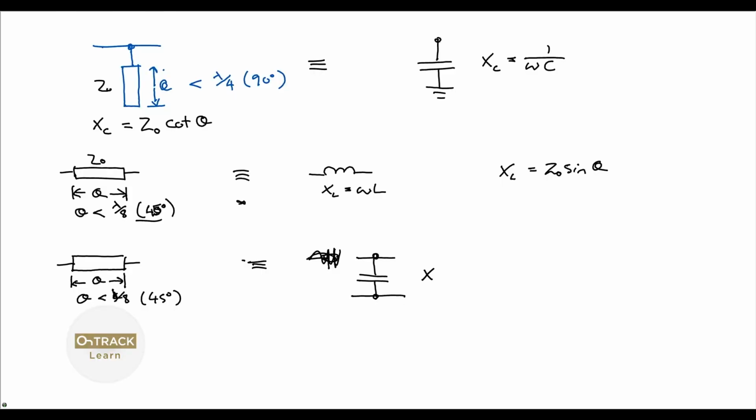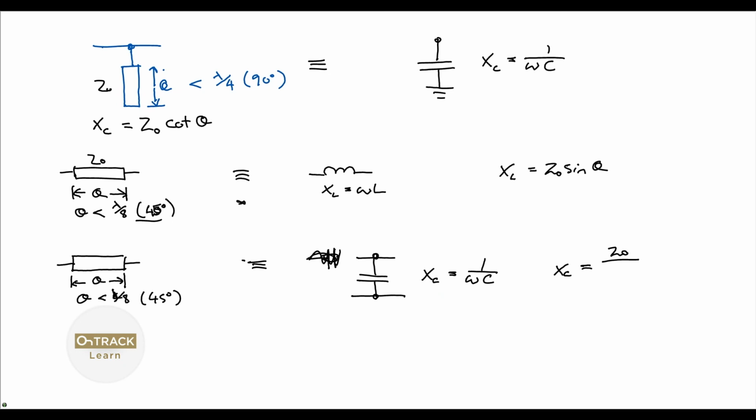We have capacitive reactance is 1 over omega C. And of course, XC here is going to be the inverse, like it is with capacitance and inductance. They're always inverse of each other. Okay, so that's Z0 over sine of theta. Again, only when theta is less than 45 degrees.